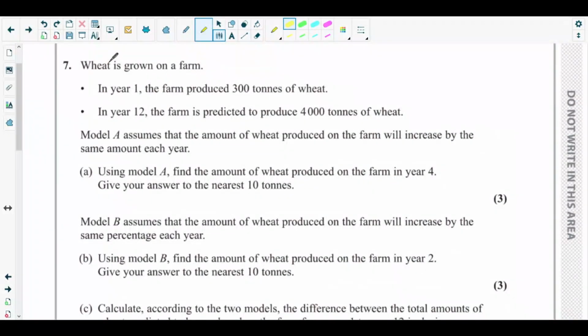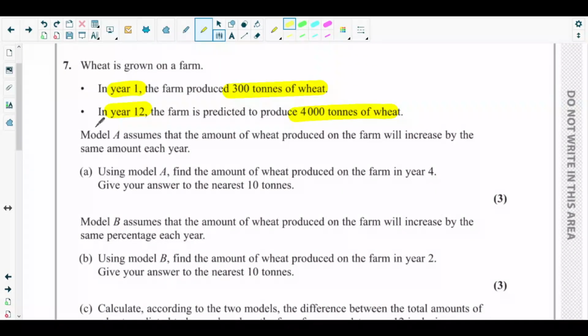Wheat is grown on a farm. In year 1, the farm produced 300 tons of wheat. In year 12, year 1 is the first year, year 12 is the 12th year, the farm is predicted to produce 4,000 tons of wheat.